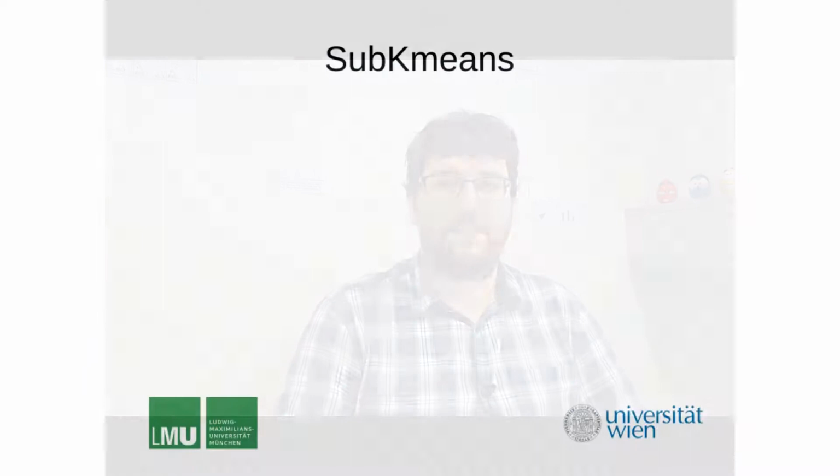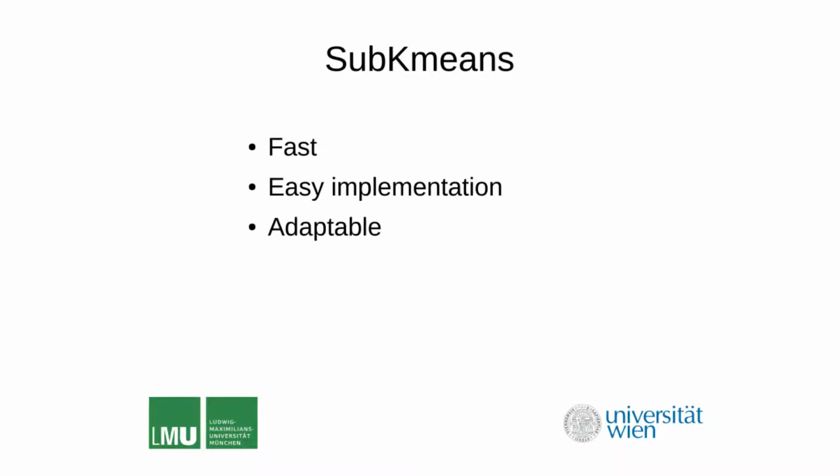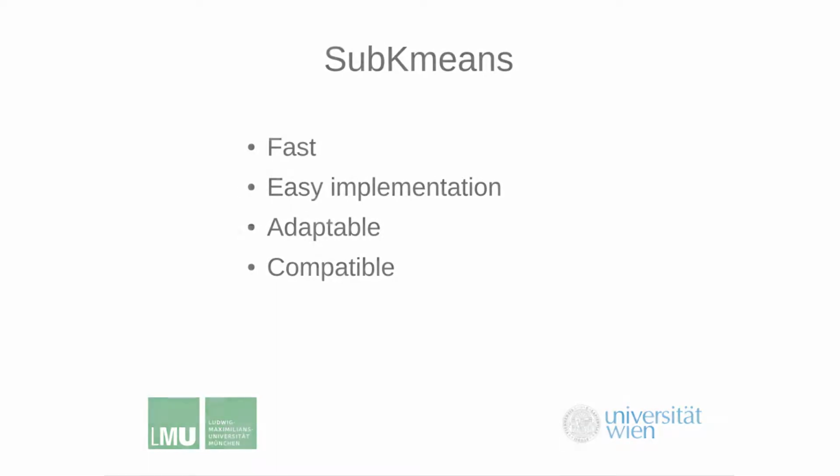In the paper, Towards an Optimal Subspace for KMeans, we propose SubKmeans, a simple and elegant extension of Lloyd's classic KMeans algorithm, which is able to perform a simultaneous linear dimensionality reduction. SubKmeans has many desirable properties. It is fast, easy to implement. It can easily be adapted to many different situations and frameworks because it only uses basic operations. Further, it is compatible to many existing extensions of KMeans.